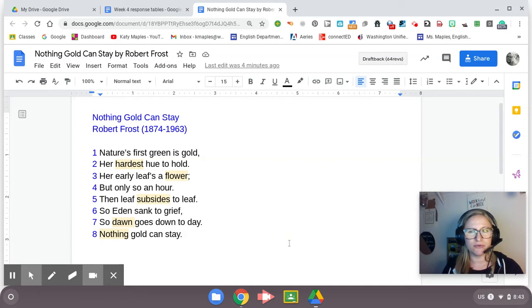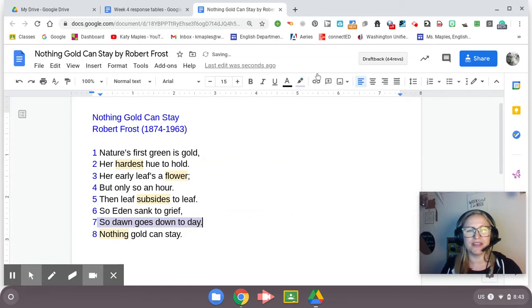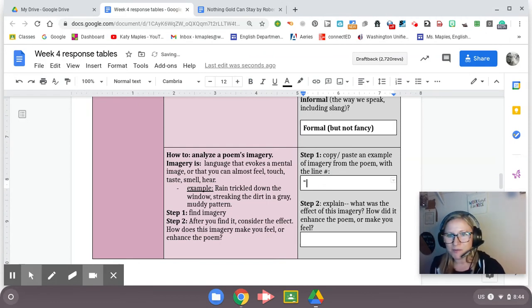This poem is pretty brief, so I wouldn't say there's super strong imagery. Maybe So Dawn Goes Down Today has pretty good imagery. Like, I can imagine that happening. It's not the best imagery I've ever read, but I think it's decent. Okay. You're going to see with poetry analysis, poetry is emotional and it's individual, so we're not all going to come up with the same answers. That's okay. I just want you to understand why you picked the answer you picked.